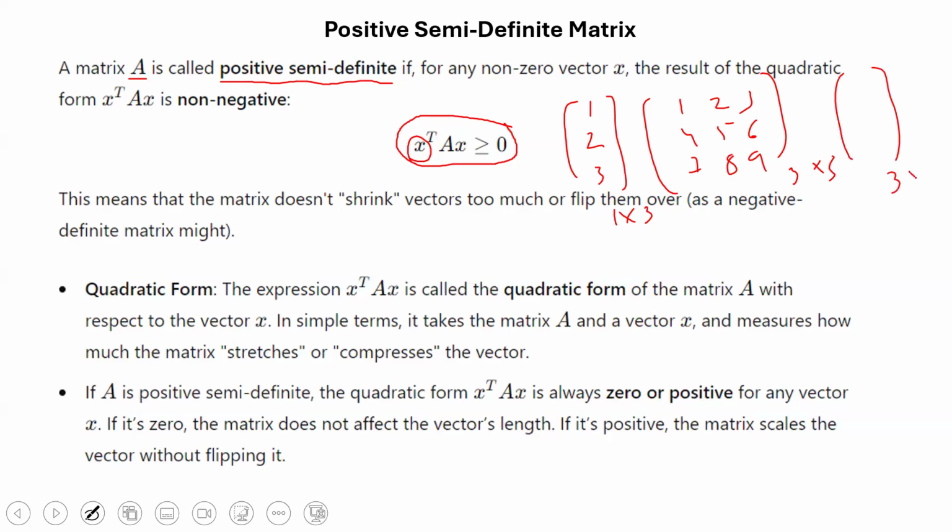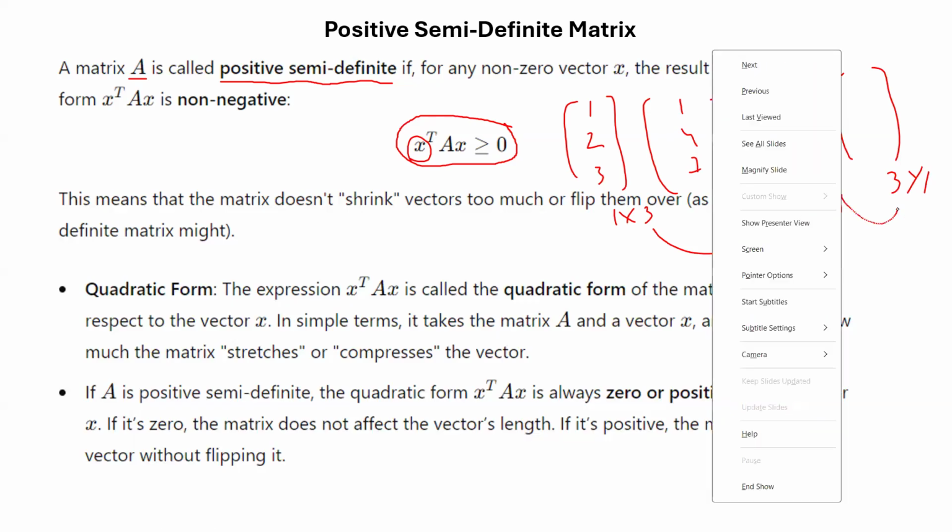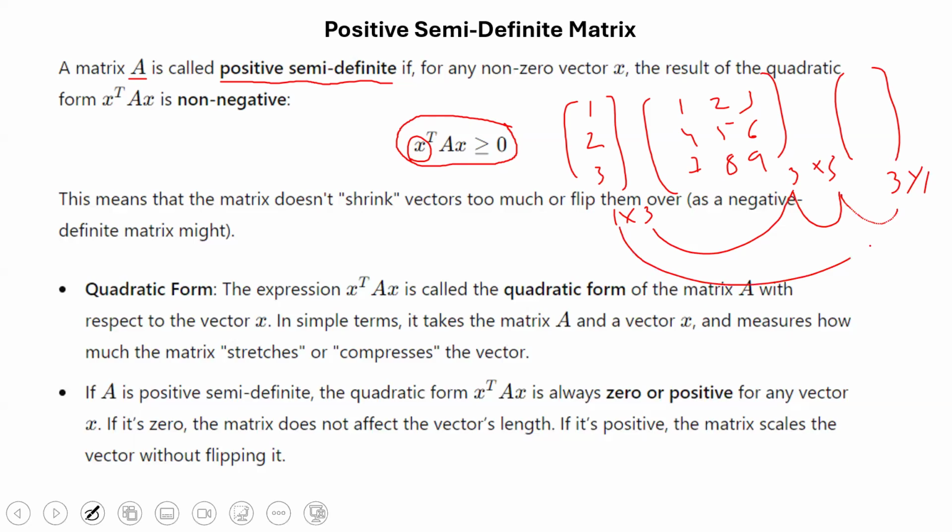So this would be 3 into 1. When you multiply this, what happens? 3 into 3, 3. So finally you'll get a single value, which is 1 by 1, a constant value. That has to be greater than 0. So you have to take x transpose here.